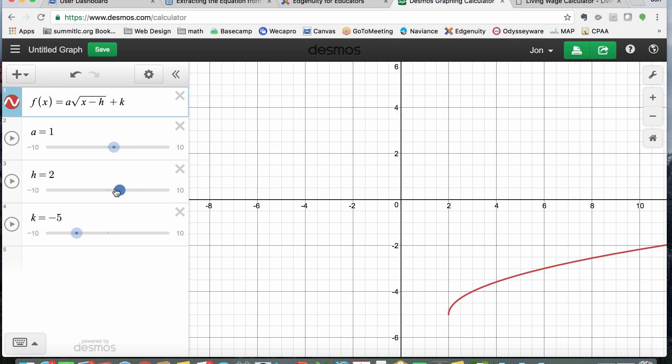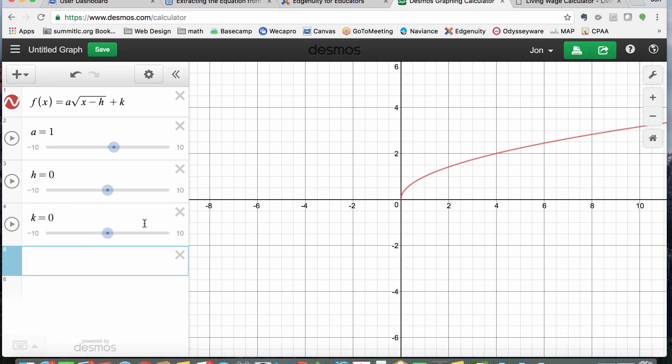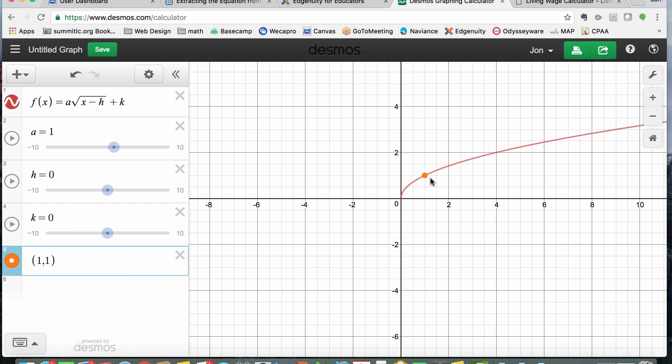All right, let's talk about a. Let's make h 0 again. Let's make k 0 again. Now, for the value of a, I want to add the point 1, 1. So notice my function goes right through that point, right there. So 1, 1, if I take just f of x equals the square root of x and there's no translations and a is 1, then it goes over 1, up 1. It's kind of a hallmark. All equations will do that for square root functions, over 1 and up 1, unless we change the value for a.